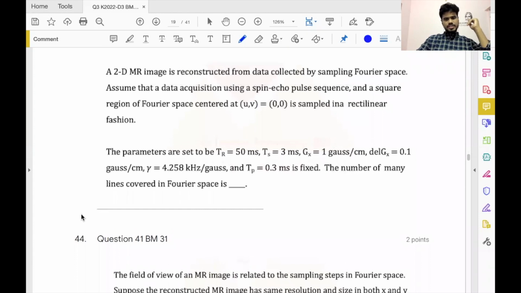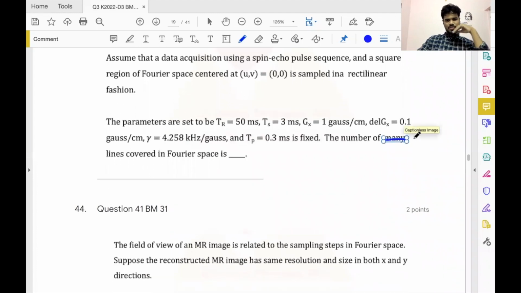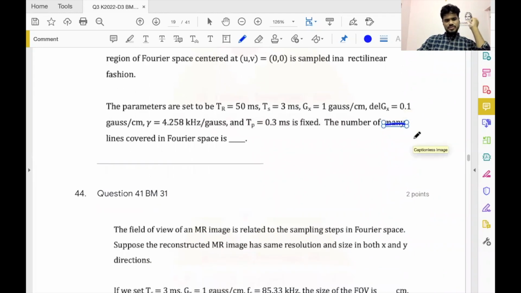Now, sampling in a rectilinear fashion, the number of lines covered in Fourier space. Yeah, we have to make this fast. How do we do this very, very fast? One of you? This is one of the harder questions from MRI, but I think we just did this recently. Can any one of you quickly say how to do this?